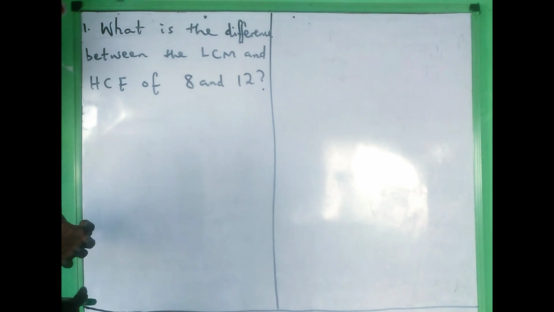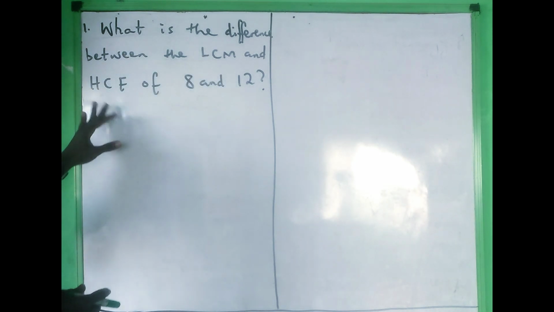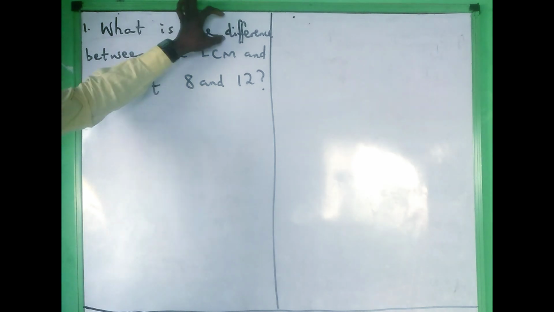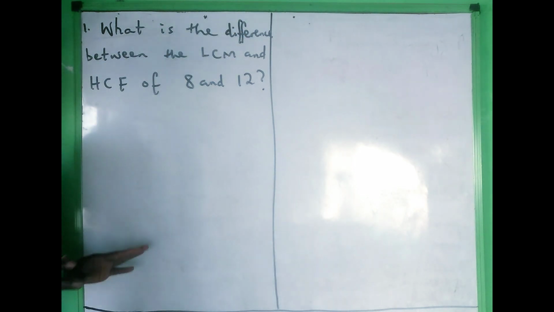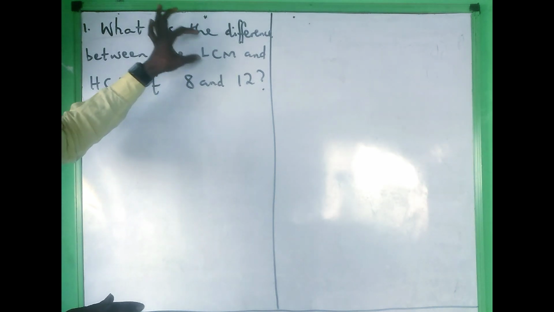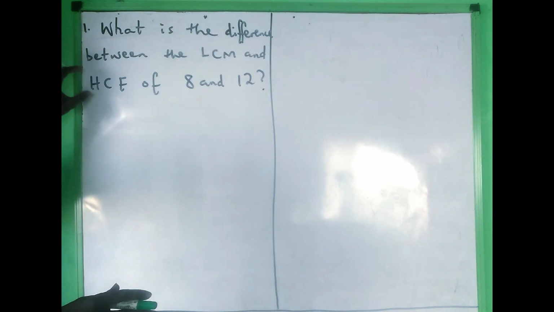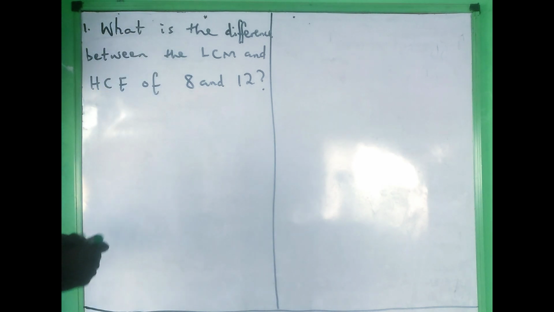Okay, to approach this question, what is the difference between LCM and HCF? First of all, you have to know that difference means minus. How do we get the difference? For us to get the difference, we're going to subtract the value of the HCF from the value of the LCM. So first of all, find the LCM of 8 and 12.